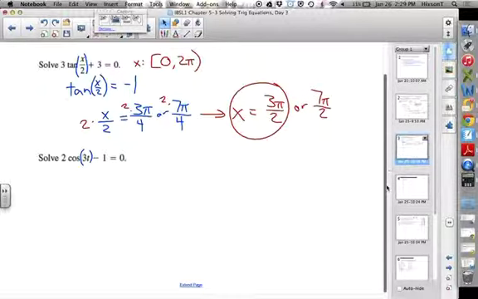Would you still do the inverse thing? Yeah. No, it's okay. We still have to stay within 0 and 2 pi. Yeah, let's go ahead and stay inside 0 to 2 pi.